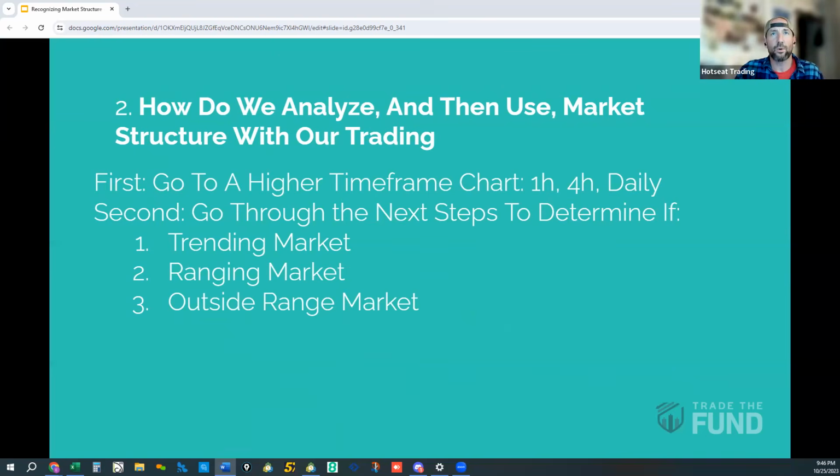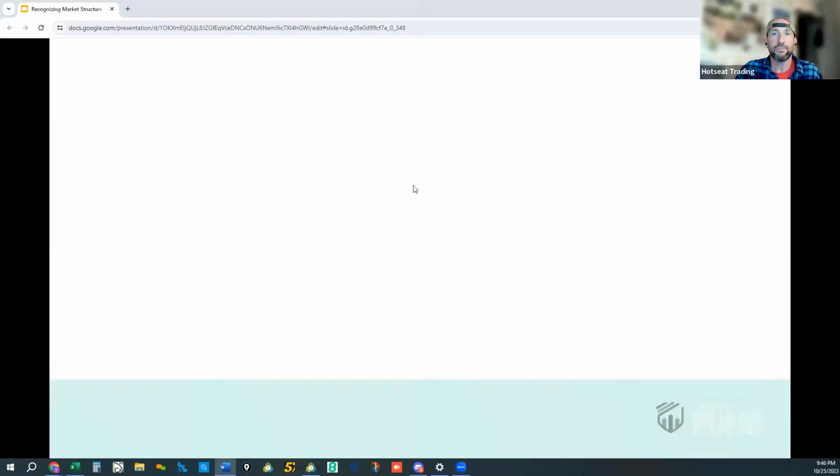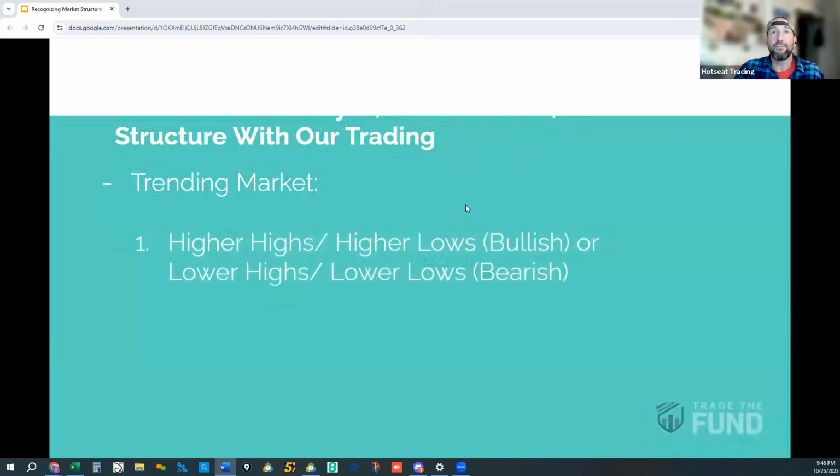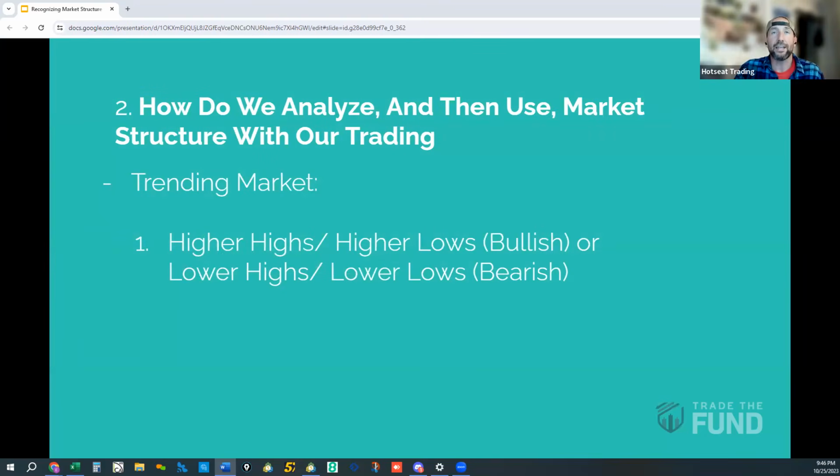Okay, so first we're going to go to a higher time frame chart. It could be the 1 hour, it could be the 4 hour, it could be the daily. Second, we're going to go through the next steps to determine if it's a trending market, if it's a ranging market, or if it's an outside range market. So let's talk about trending markets. First of all, they should be easy to identify if we can look for higher highs, higher lows, or lower highs and lower lows, right?